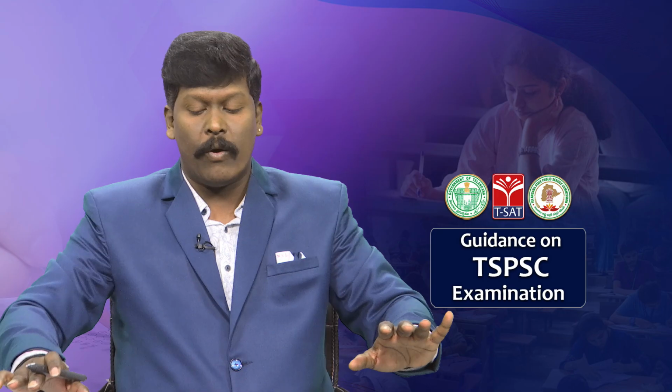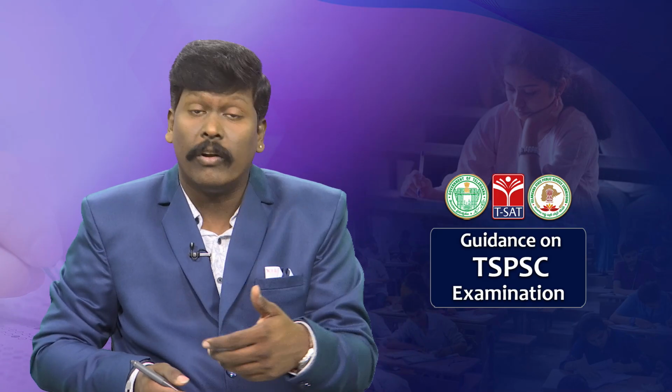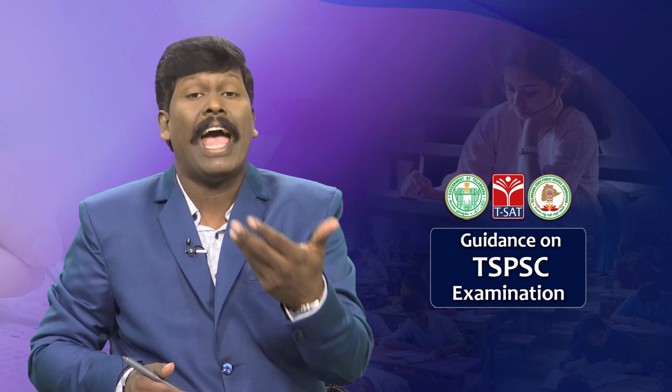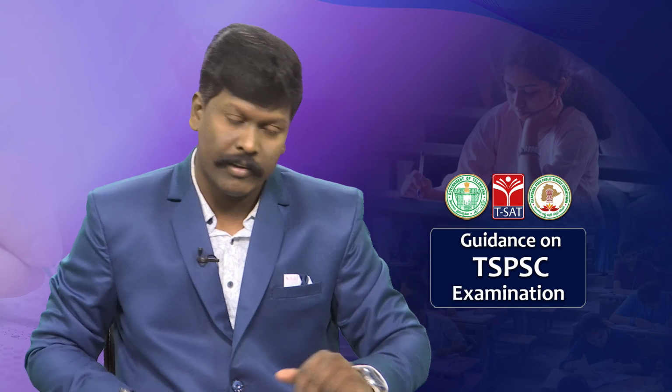This is the overall composition of the Parliament after the 104th Constitutional Amendment Act. The maximum strength is 552. The present strength is 545. This has been increased by the 31st Constitutional Amendment Act. It was actually 525 only. Now the 31st Constitutional Amendment Act increased it to 545.